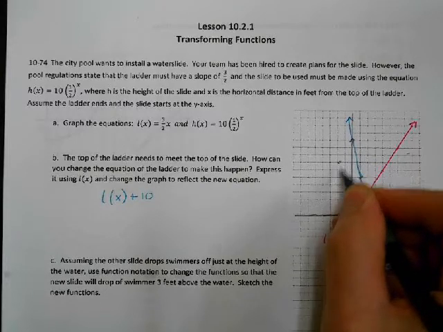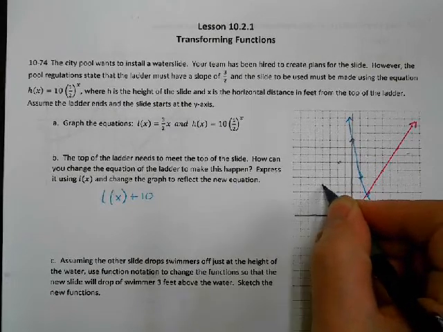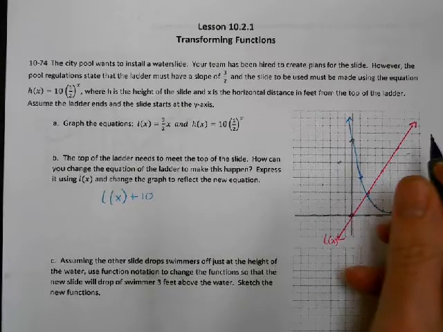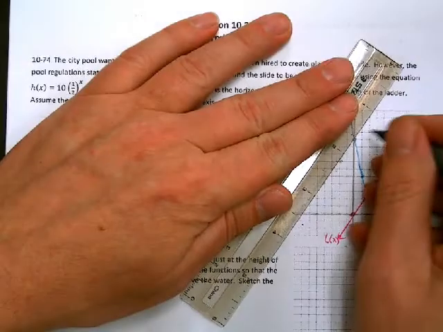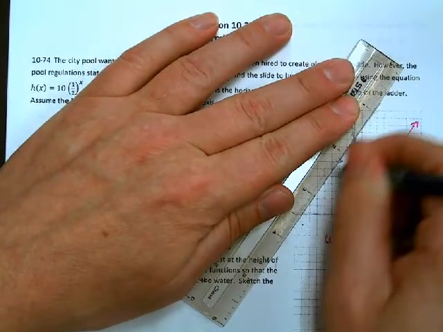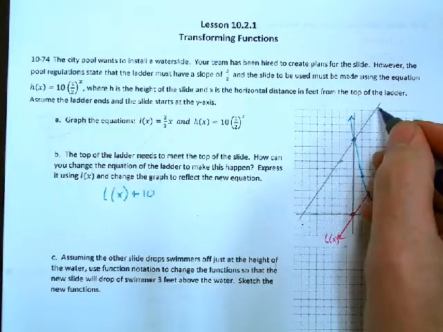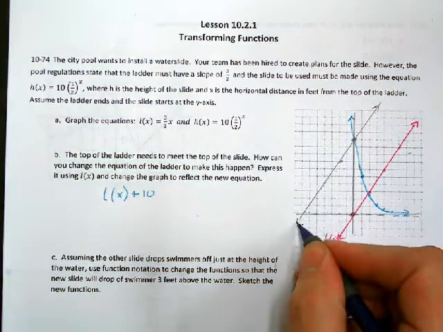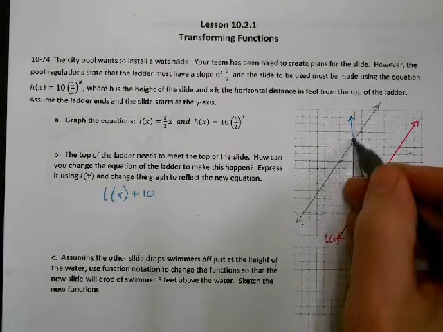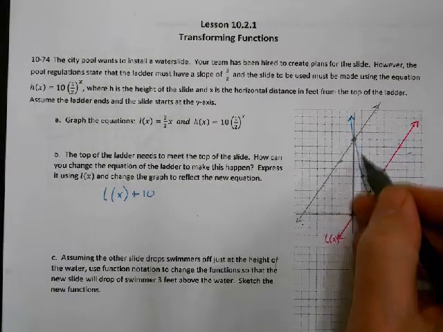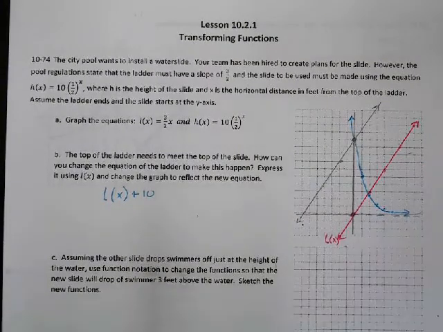And then some other points that we hadn't graphed before would show up back here. Our new line is going to be parallel to our old line because the slope didn't change. The only thing that changed is we shifted it up 10, which changed the y-intercept. And now we can climb up the stairs and go down the slide. And everybody's happy.